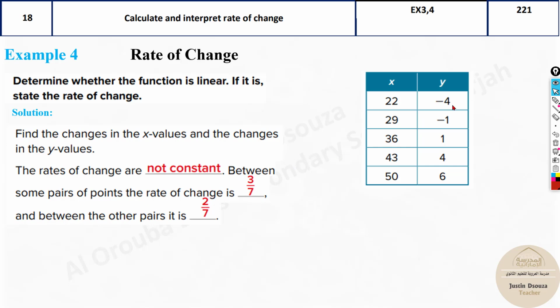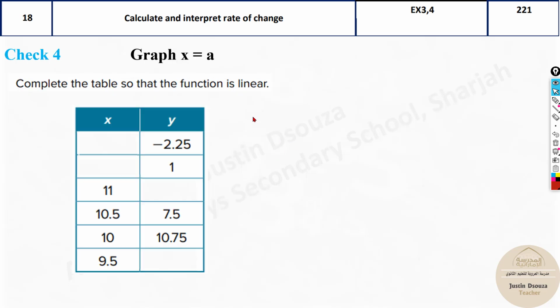So some pairs of the points have the slope 3 by 7, the first one and the third one, whereas the second and fourth pairs had 2 by 7 slope. So therefore it's not a linear function. If it has to be linear, it must be a constant rate of change or slope, and it will be the same throughout. Now here what they have asked is you need to complete this table such that it is a linear function.